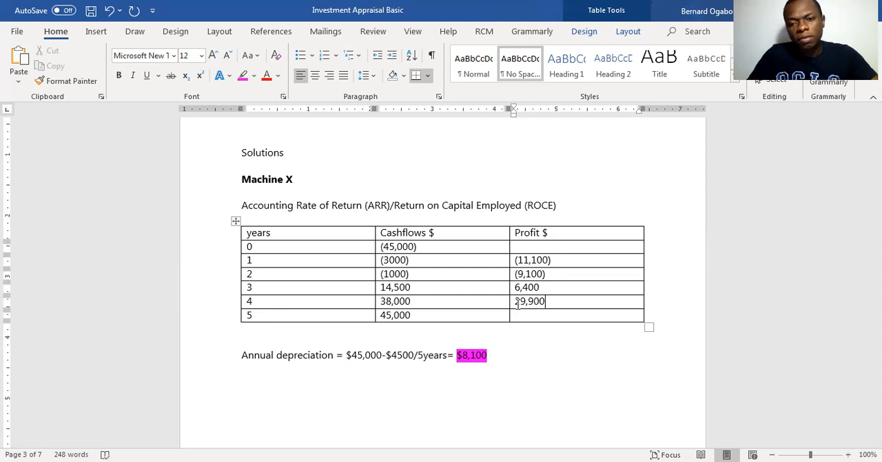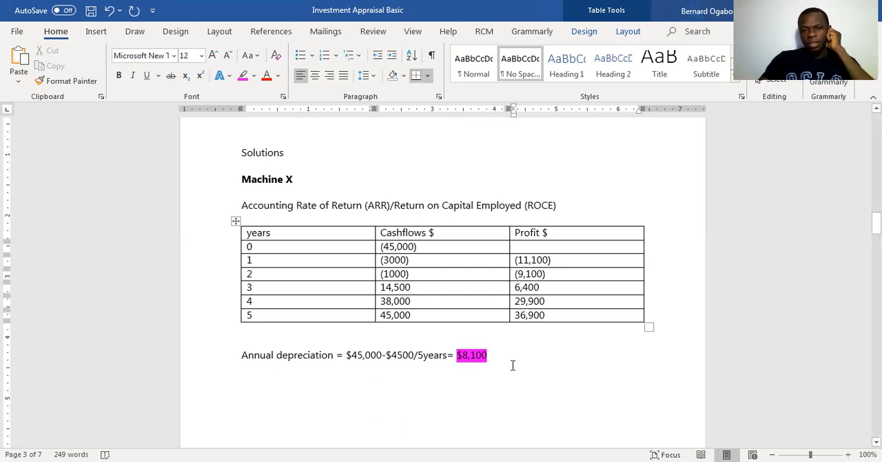Then I have 45,000 in the last year. That will be 45,000 minus 8,100. That gives me 36,900.